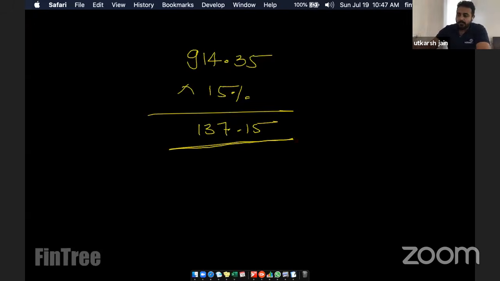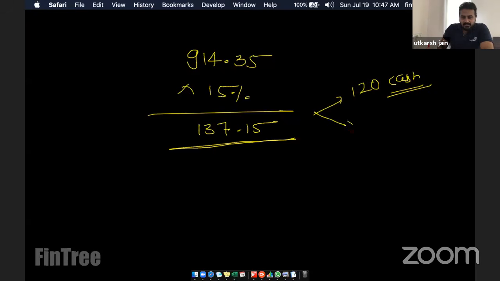So very happily, she opens her bank statement, and to her surprise, she's completely shocked to see that the company has deposited only 120 cash in her account. So furiously, she calls up the company CFO and she says, what is this? You guys promised me 15%. I'm supposed to receive 137.15, but you paid me only 120. So what about my remaining 17.15?